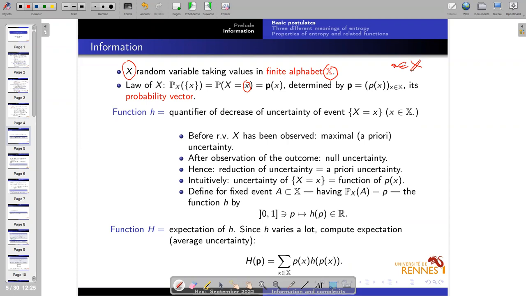And so the law is determined by what is called the probability vector. That means for every small x, you know some number. This number will be non-negative, in fact. And the sum over all x's must be equal to 1. So this is what is called the probability vector.